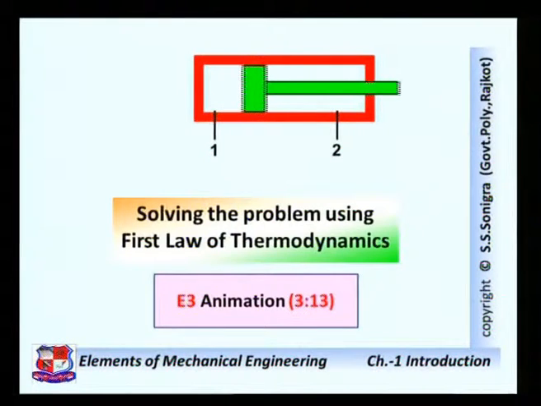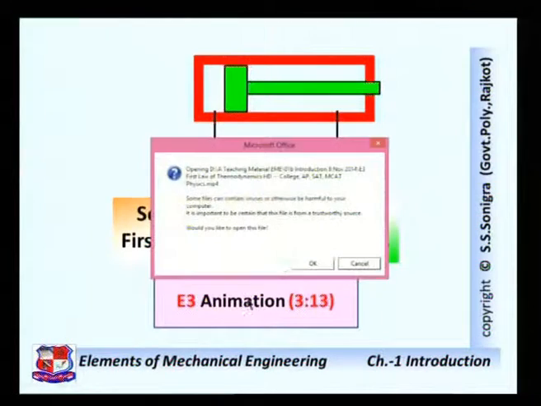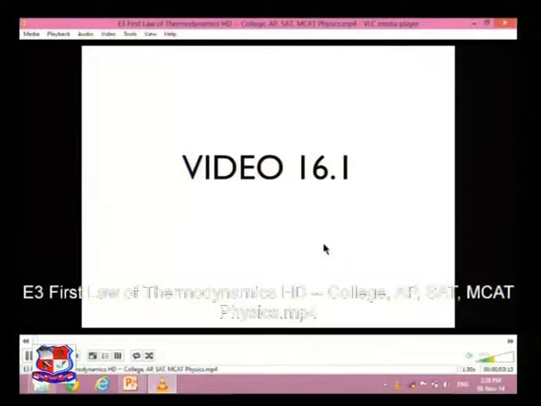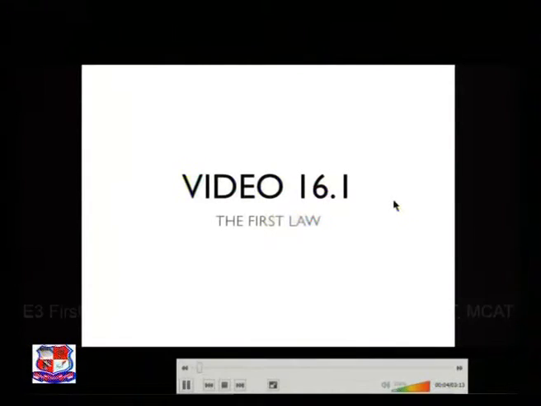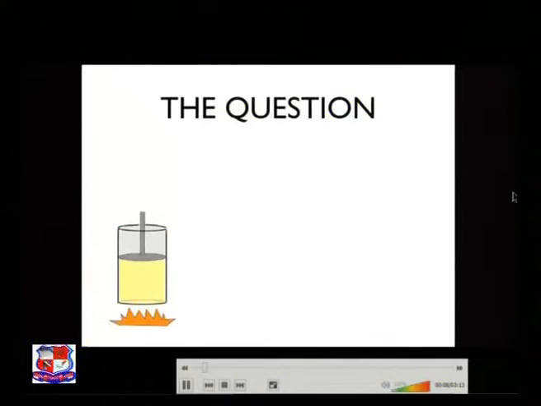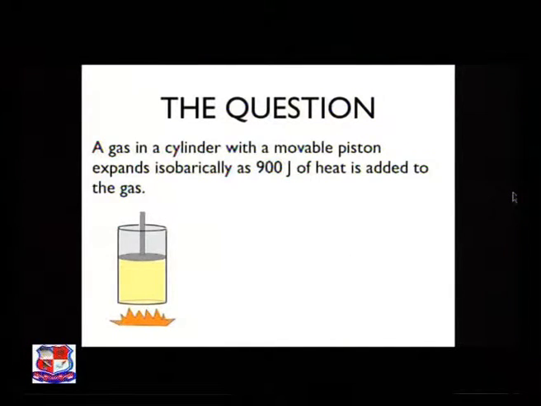Now solving the problems using first law of thermodynamics, let us solve some of the examples. This is video 16.1. In it we'll be solving a problem using the first law of thermodynamics. The question: a gas in a cylinder with a movable piston expands isobarically as 900 joules of heat is added to the gas. Isobarically means that the pressure is constant during the transformation.